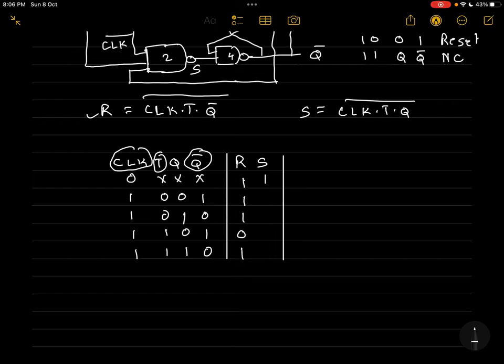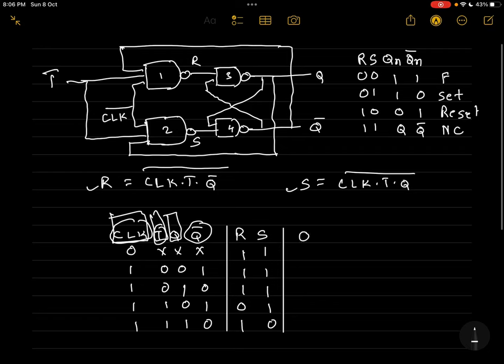Then for S, we should know CLK, T and Q, in the first three columns. So 1 into 0 into 0 is 0, bar of it will become 1. 1 into 0 into 1 is 0, bar of it will become 1. Then 1 into 1 into 0 is 0, bar will become 1, and 1 into 1 into 1 is 1, bar will become 0.